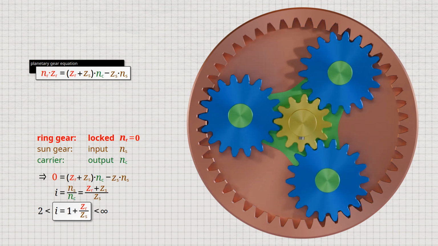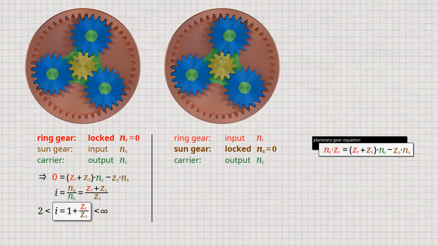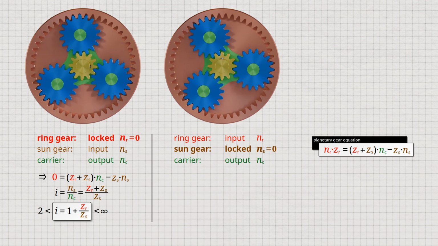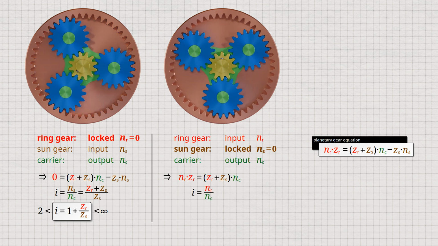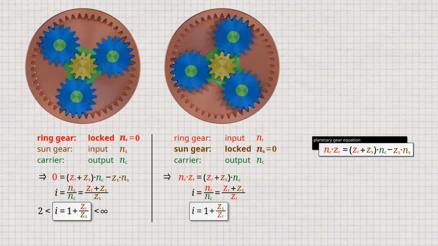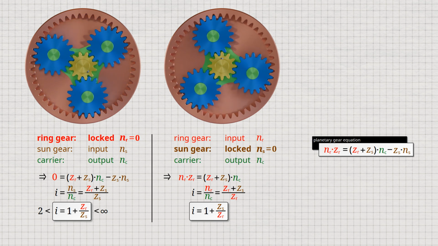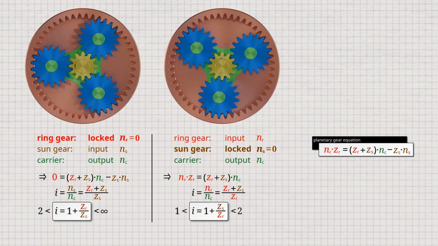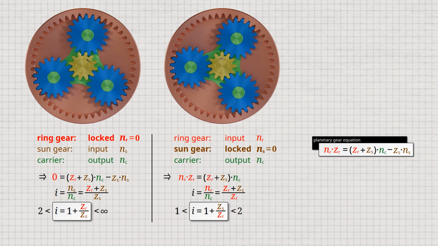Another possibility for a transmission ratio in conventional planetary gearboxes is when the sun gear is locked and the input is provided by the ring gear and the output by the carrier. In this case, the planetary gear equation is as shown. We now solve this equation for the transmission ratio as the quotient of the rotational speed of the ring gear and the carrier. This results in the given formula for calculating the transmission ratio. In this case, we also always obtain a power ratio, whereby the transmission ratio is between 1 and 2, as the sun gear cannot be larger than the ring gear. If the input and output are interchanged, the reciprocal transmission ratio is obtained.